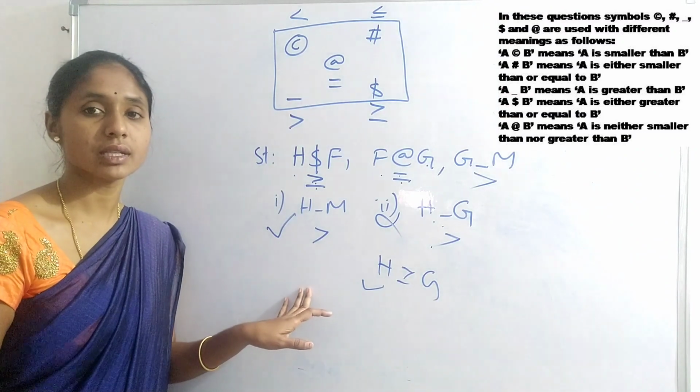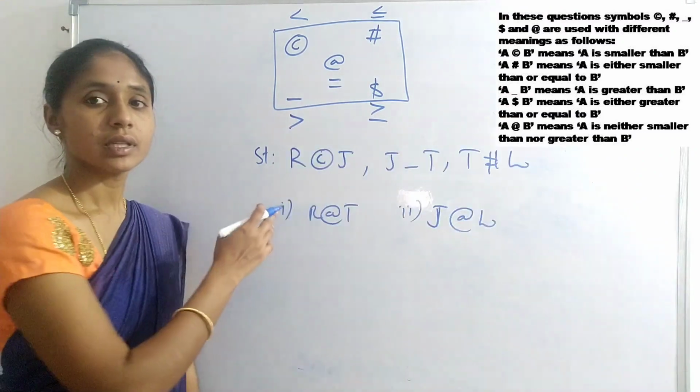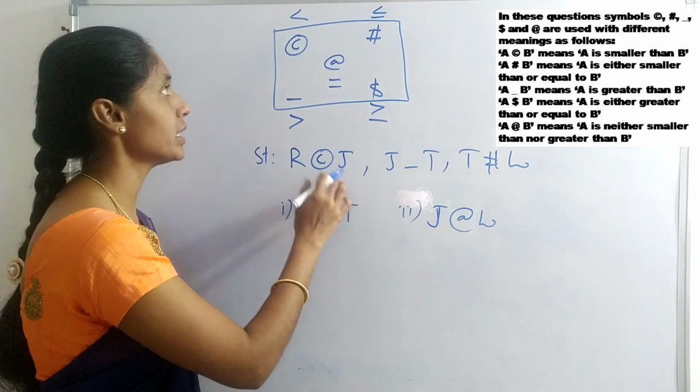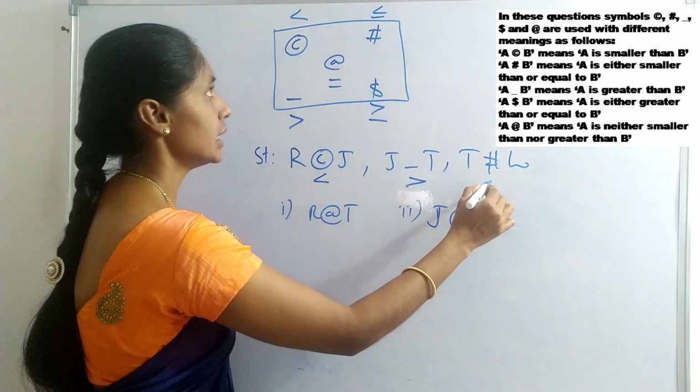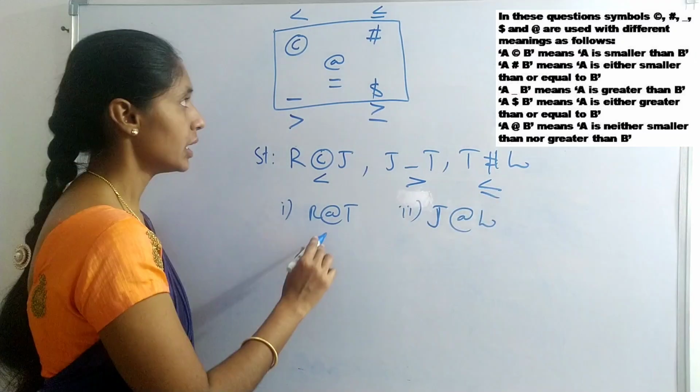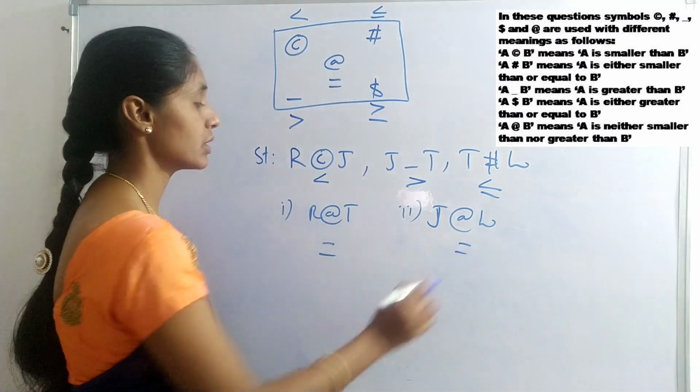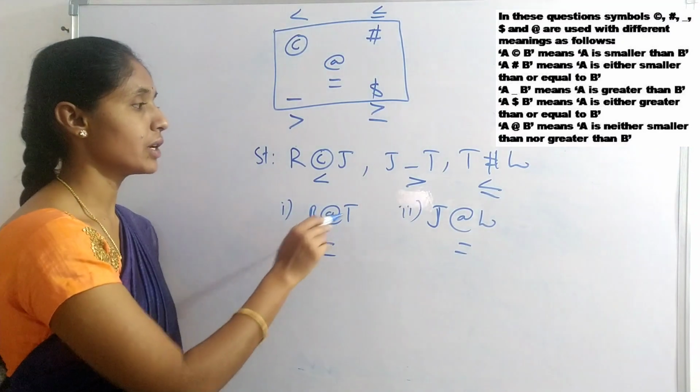Only conclusion 1 is true for this question. See this question: R < J, J > T, T <= L. Here T == L, so R equals T.